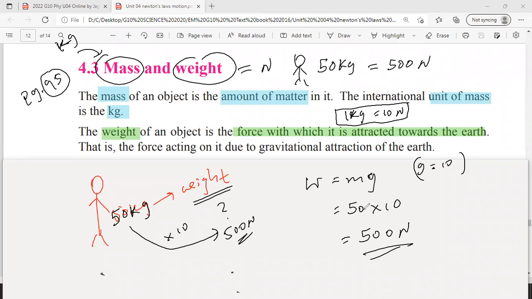But be careful in the exam, sometimes they can give the mass in grams. Don't put 50 grams straight away here. You have to convert grams into kilograms. That's very, very important. Most of the equations in physics, the mass you have to mention in kilograms, because what is the SI unit of measuring mass? Kilogram. What is the SI unit of force? Newton. So you have to remember these things.